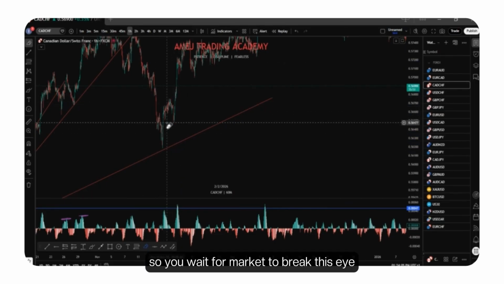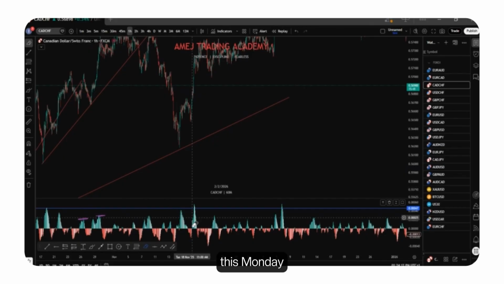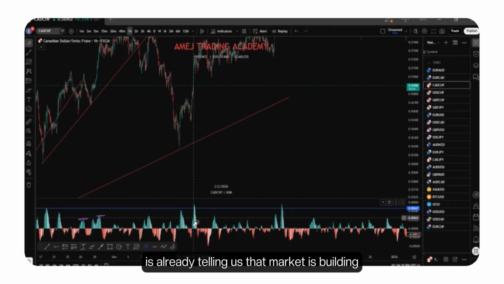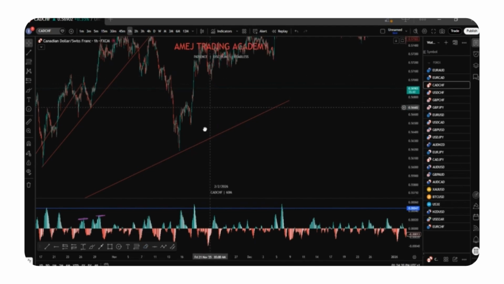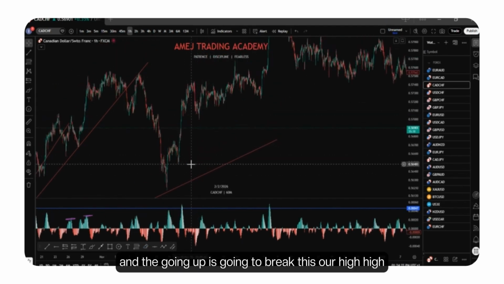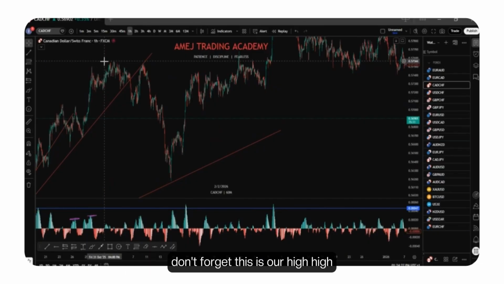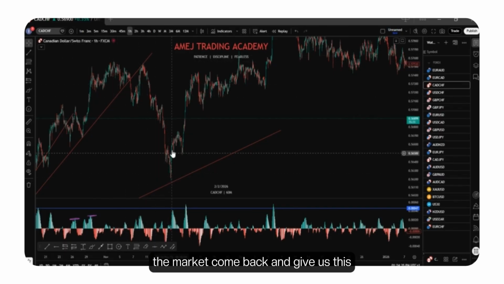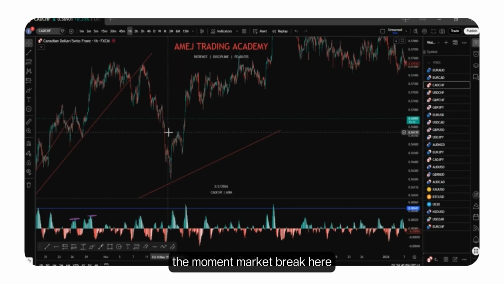So you wait for the market to break this high, because this momentum that we see on our histogram, this MACD, is already telling us the market is building towards this direction. The market is still going up, and the going up is going to break this our high. Don't forget, this is our high high. The market comes back and gives us this. Then you wait for the market to break this place.